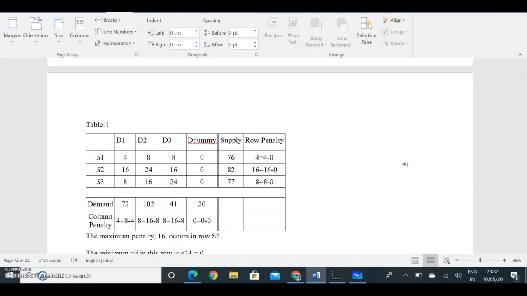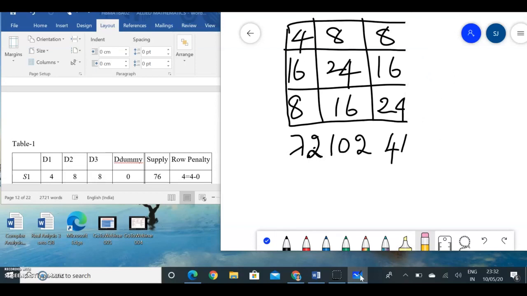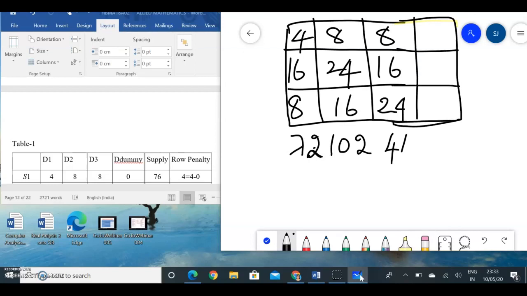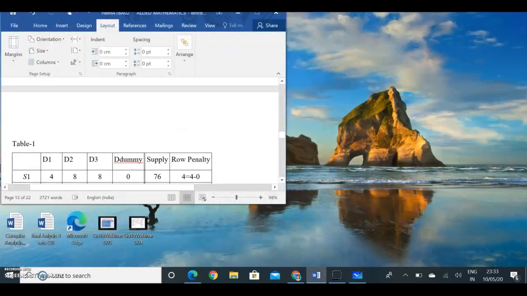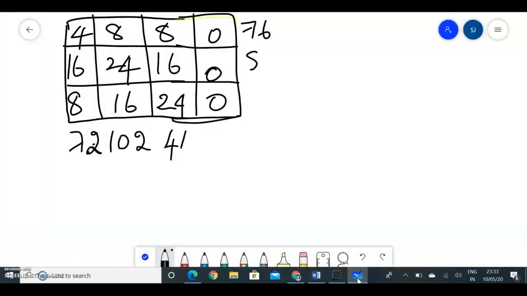Now we'll go to the whiteboard. See, this is how it is. The problem is 4, 8, 8, 16, 24, 16, 8, 16, 24, with supply 76, 82, 77 and demand 72, 102, 41. Zero, zero, zero. This is how we have to write it. See this, after writing this, I am going for the penalty rule.